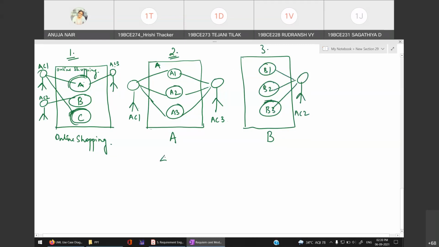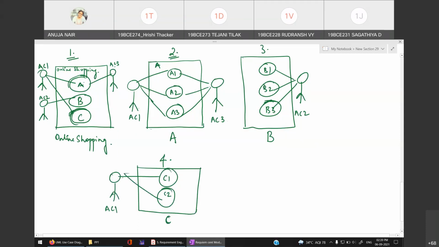And the same thing for the fourth, you will have another use case, which is C. So you will have C1, C2, let's say I have only two functionalities. And you will connect only AC1 with it, because in your main use case, you have connected only AC1. Do we need to go on and continue? Harshil, if you have more sub-functionalities for A1, then you have to create for A1 as well.